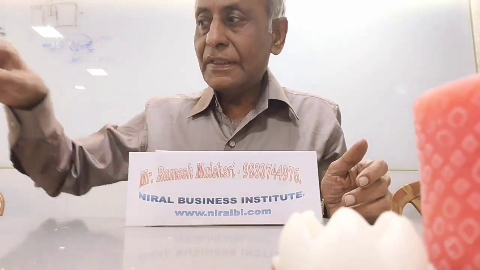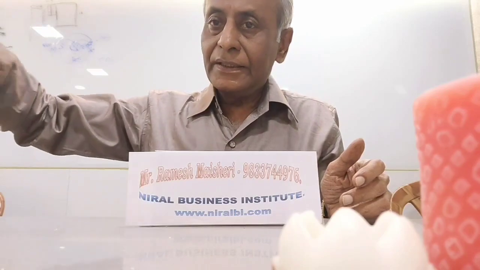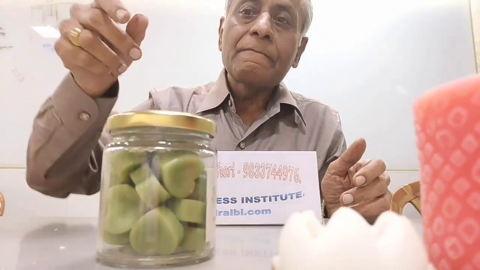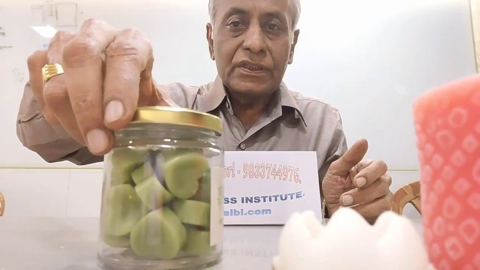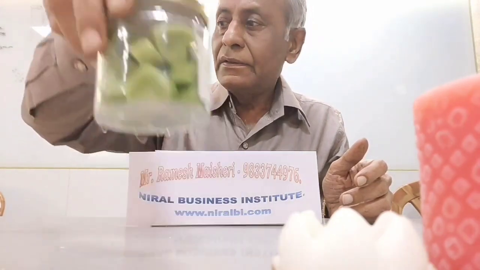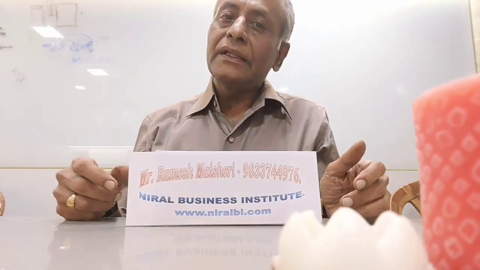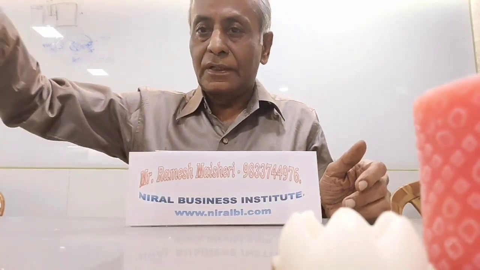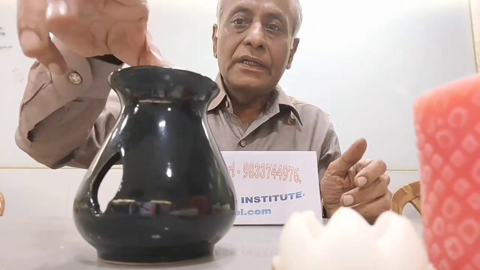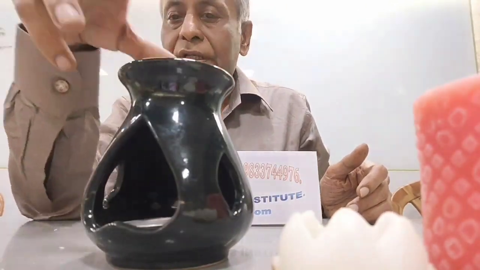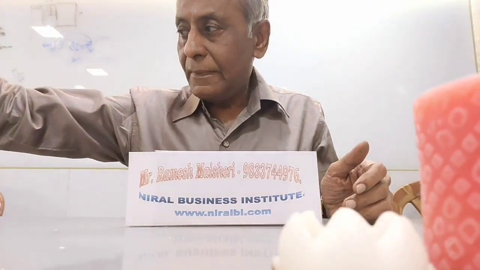Now with vegetable wax we can make tea light, and such tablets. This is the wax tablet. We can use it for burning in the diffuser. So this is a diffuser. In the diffuser we use that soft wax tablet.